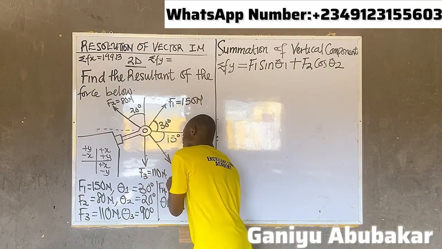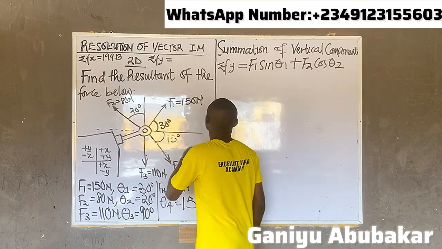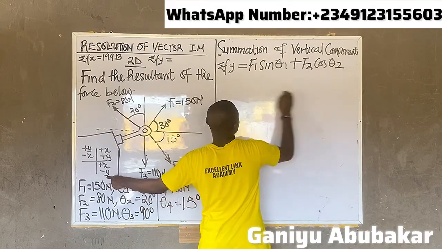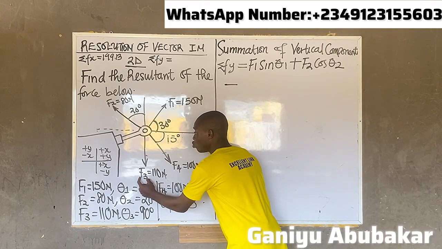Both f3 and f4 are on the fourth quadrant. So I'm considering y components now. It means all the y should be negative. So I'll be having minus. Pick this f3 first. f3 to the vertical.